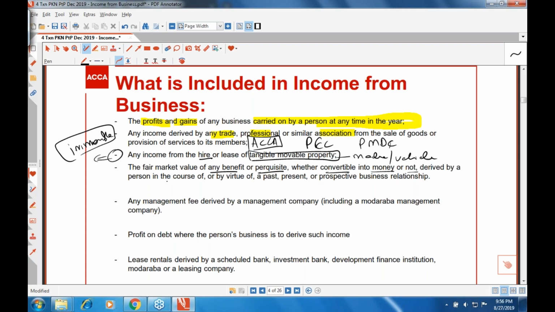The next thing is the fair market value of any benefit or perquisite, whether convertible into money or not, derived by a person in the course or by virtue of a past, present, or prospective business relationship. Let's actually discuss this concept.